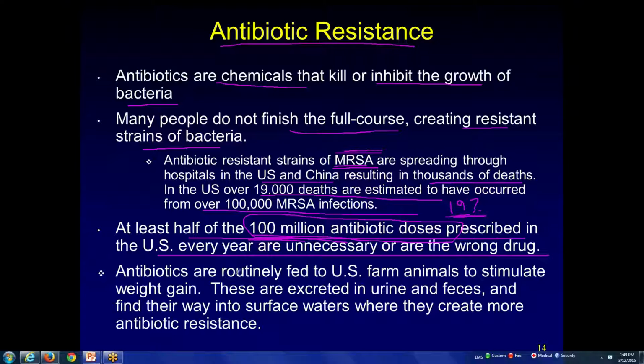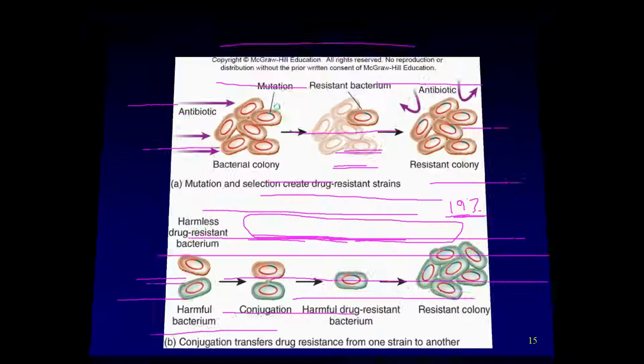Also, another bigger problem is antibiotics are routinely fed to U.S. farm animals to stimulate weight gain. So U.S. farm animals, whether they're sick or not, are automatically given antibiotics, routinely. It's just done. Chickens as well. They are excreted then. The antibiotics wind up in the urine and the feces, find their way into surface waters, where they create more antibiotic resistance in natural bacterial populations. So even if we stop using antibiotics in the human world, which is really not a good idea because a lot of people really do need them, they're going to be in the animal world and getting into our environment easily. So these are all disturbing things.